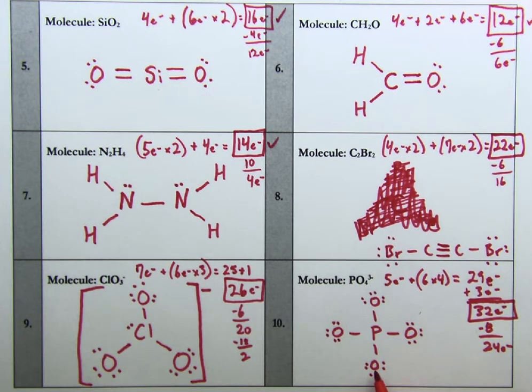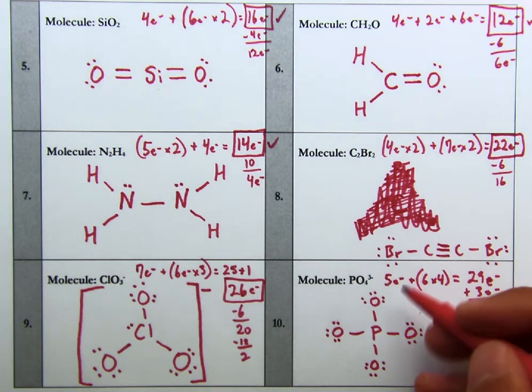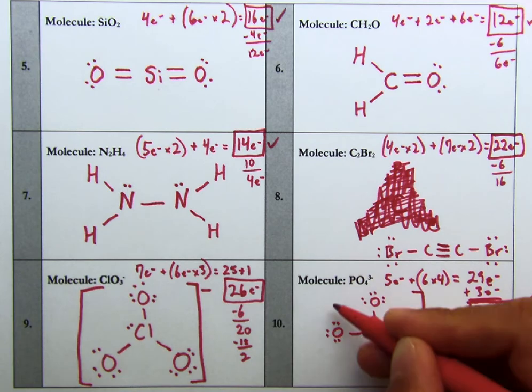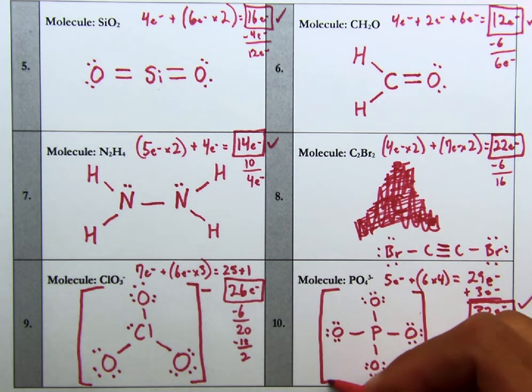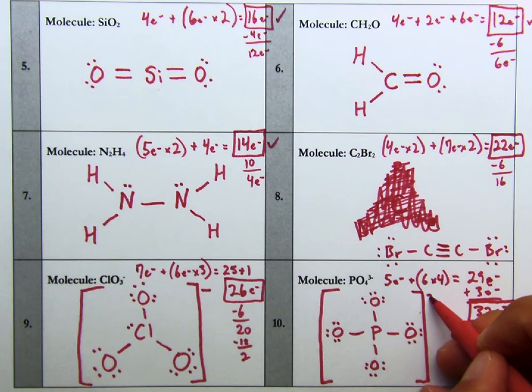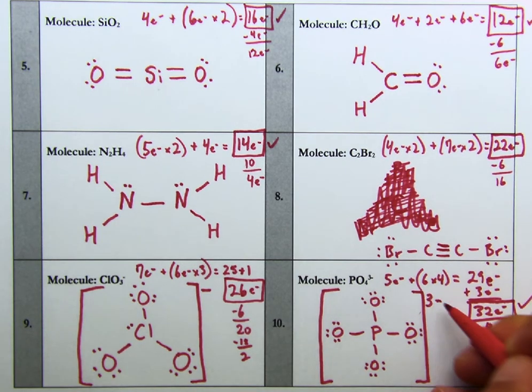So now all the oxygens have 8, and phosphorus has 2, 4, 6, 8, right? All octets are fulfilled, and the total is 2, 4, 6, 8, 10, 12, 14, 16, 18, 20, 22, 24, 26, 28, 30, 32. Ding, ding, ding. Valid Lewis structure. Okay, and again, final thing, this has a charge, so we have to put the whole Lewis structure in square brackets and denote the charge, which is -3, outside of the square brackets.